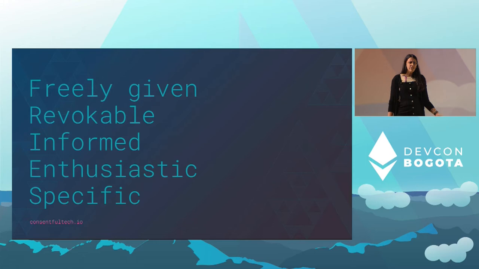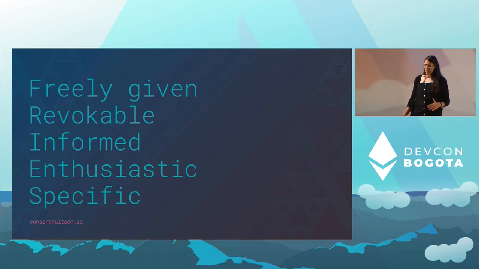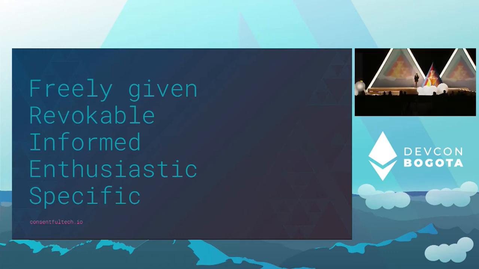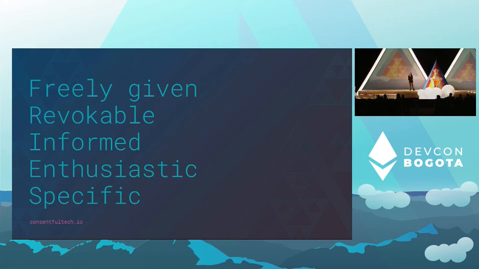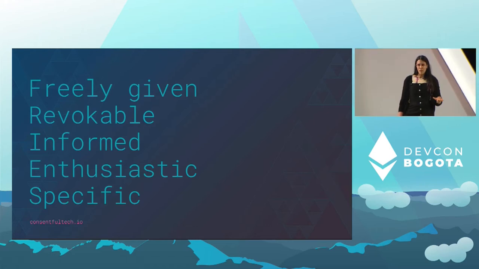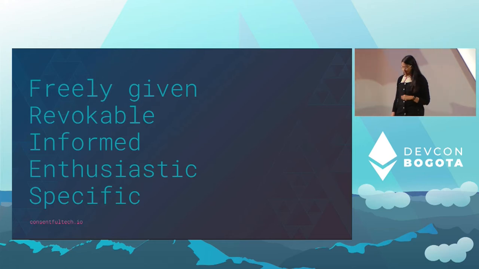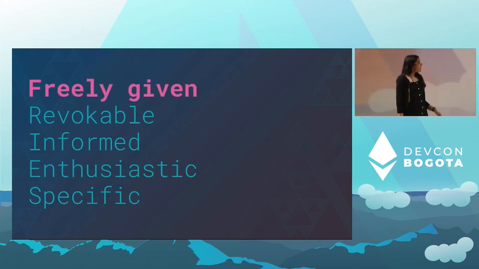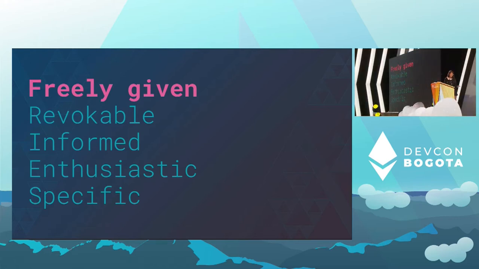So how should a transaction based on consent be? A few people have been thinking about this, defining a framework on how to approach a consensual way of having interactions. I really like the five principles defined by folks at Allied Media. You can check this and more on the website, consentfultech.io. Good consent is freely given, it's revocable, it's informed, it's enthusiastic, and it's specific. And what do we mean by all these things?